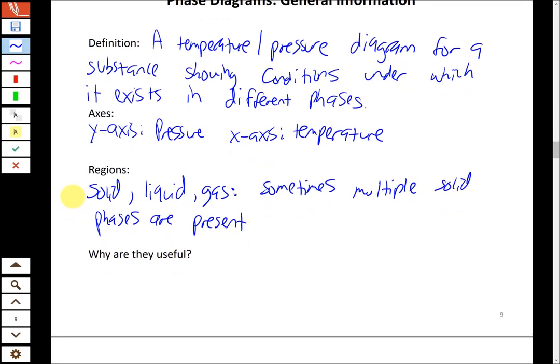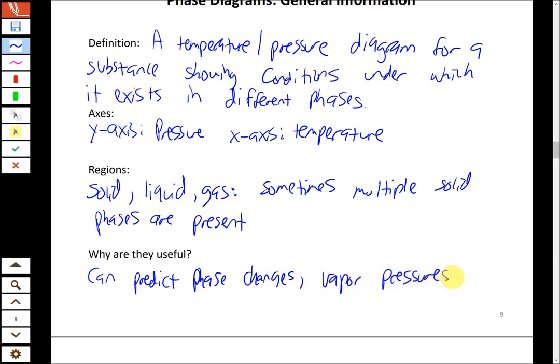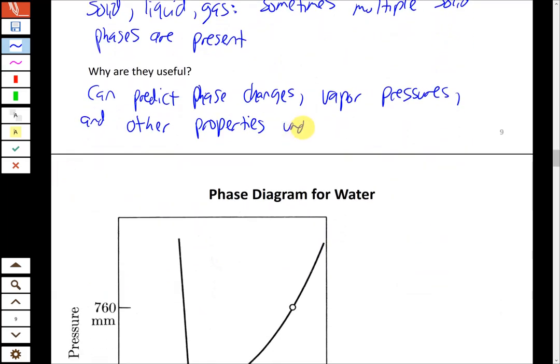And again, we talked a little bit about this already. Why are they useful? They're useful because you can predict conditions at which phase changes will occur. You can predict vapor pressures of substances at different temperatures. Again, we have an equation for that, but the diagram allows you to do that more simply. And you can predict other properties, as we'll get into, and see all the different ways as we go through example problems how we can use phase diagrams to our advantage. And they cover a wide range of conditions, even sometimes conditions that don't exist normally on planet Earth, but very harsh conditions in some cases.